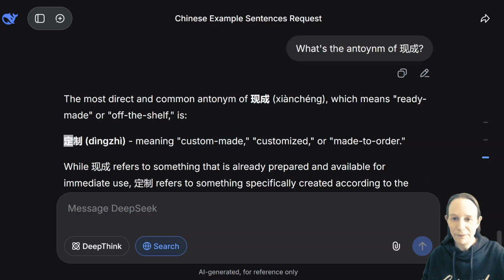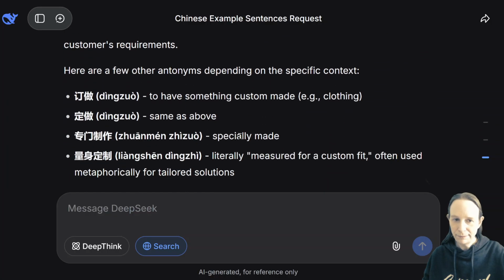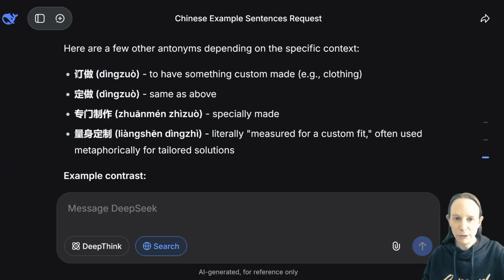定 would be like order, you put your order in. And 制 is made or manufactured. 定制 custom made. 现成 yeah. 定做 yeah. 定做专门制作 yeah, specially made.